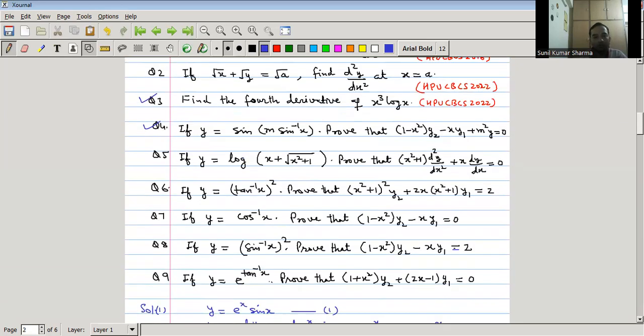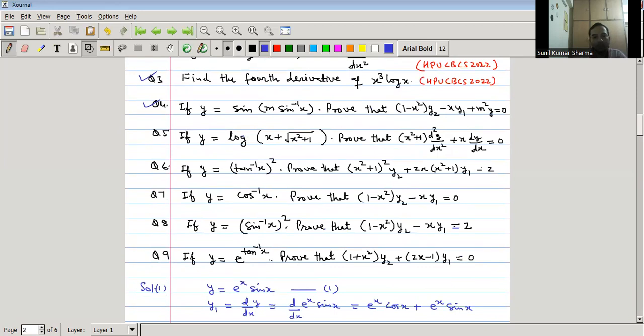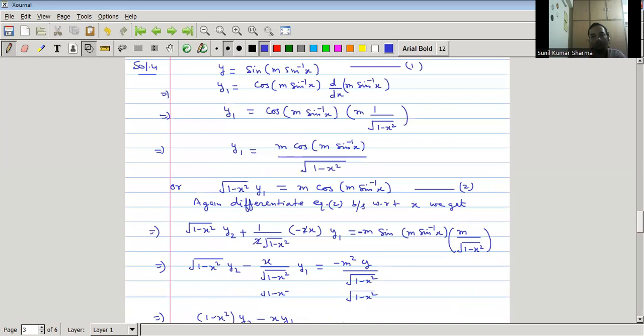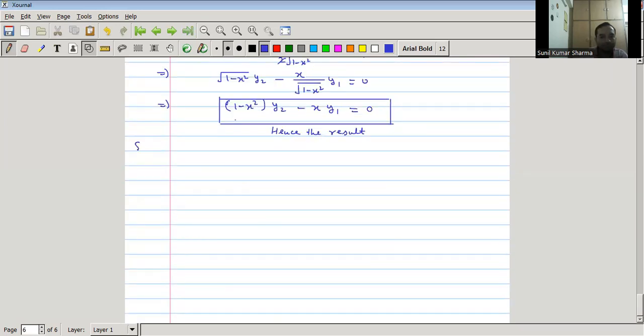Now come to ninth question. y equal to e to power tan inverse x, and prove that (1 plus x square) y2 plus (2x minus 1) y1 equal to 0. So y is equal to e to power tan inverse x. So what is y1? Differentiate both sides with respect to x. We get y1 is equal to e to power tan inverse x, and again we differentiate tan inverse x with respect to x, so we get 1 upon 1 plus x square.